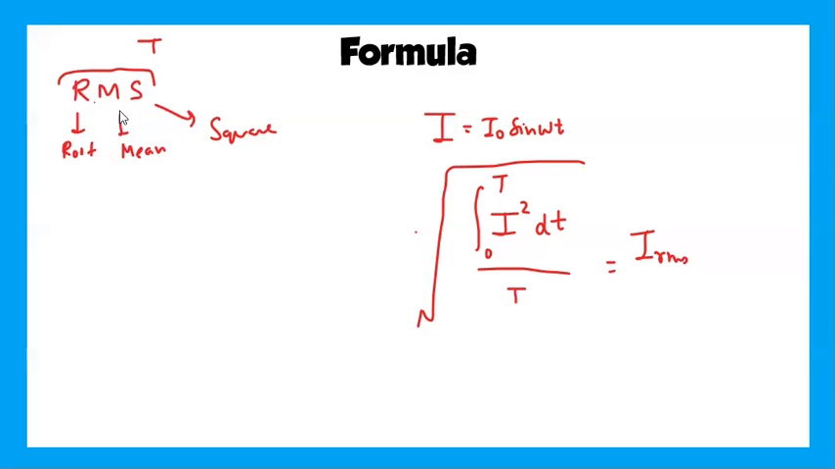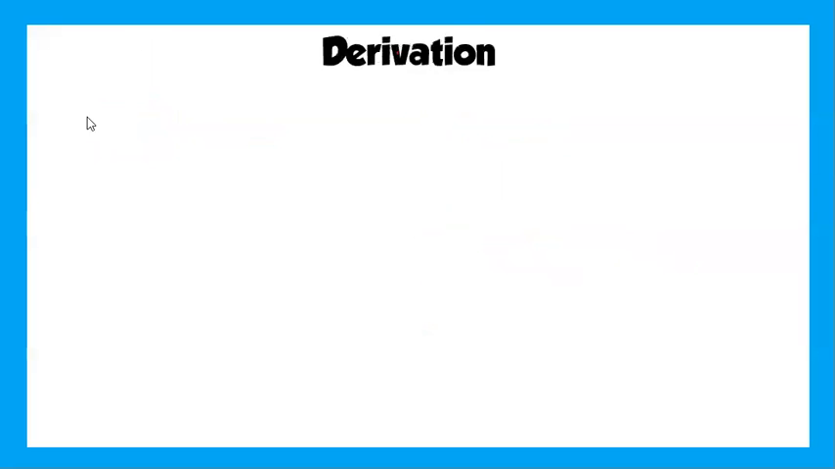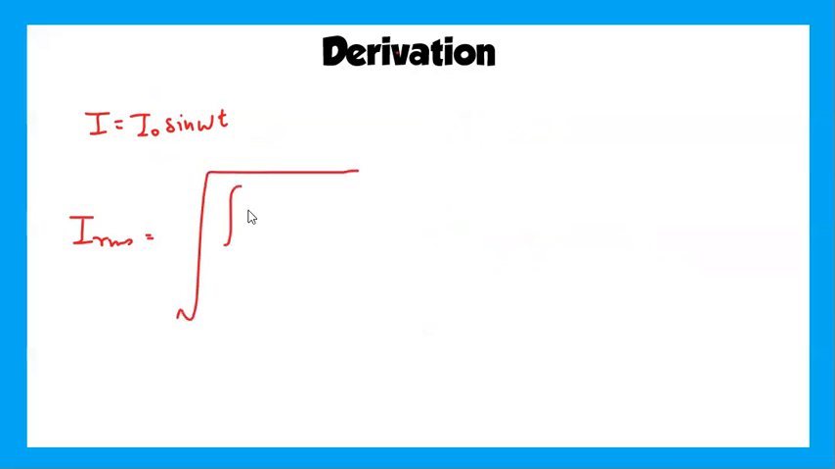Now how to calculate the solution for the following function? We know that I is I naught sine omega t. So I RMS will be the root of the integration of I square, that is I naught square sine square omega t dt from 0 to T, divided by T. Now on solving this equation, you will get I naught by root 2.